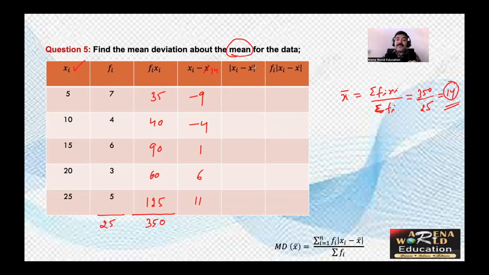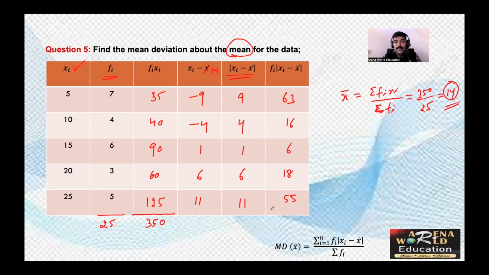Now we will find the absolute values. Means we will change negative values to positive values. So this will be 9, this will be 4, and the rest of the values will be as they are. Right? Now, what is the next step? fi into mod xi minus x bar. Right? So let us multiply this fi and every term. So 7 into 9, yes, 63. 4 into 4, 16. 6 into 1, 6. 3 into 6, 18. And 5 into 11, this will be 55.